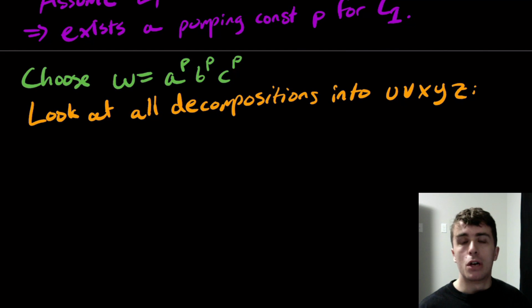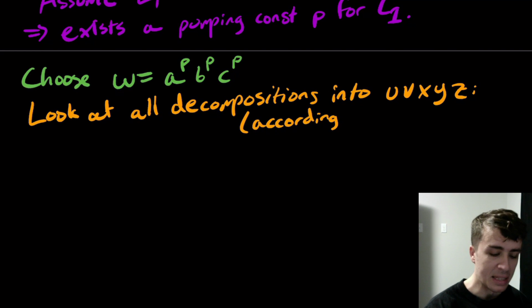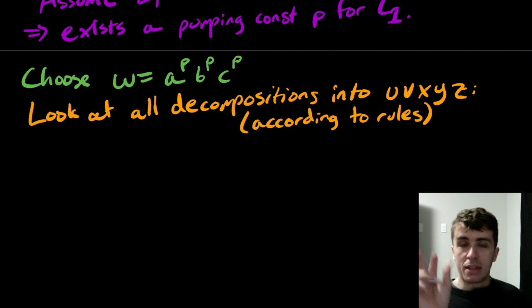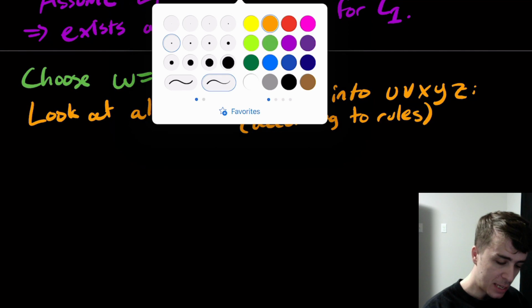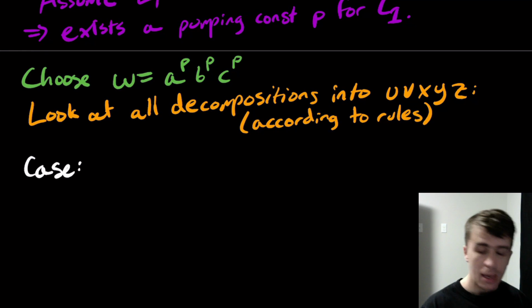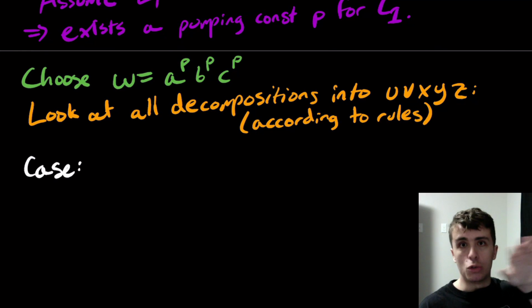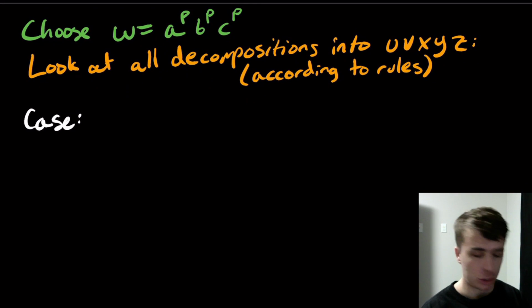According to the rules, I should say. And I'll only write it this time: according to rules. Well, we know that the vxy part doesn't have to be at the beginning. It could be anywhere. So let's look at a particular set of cases. I'm not going to write u is equal to some set of characters, v is equal to this, x is equal to this, because it's just not necessary, and it's just going to complicate things way too much.